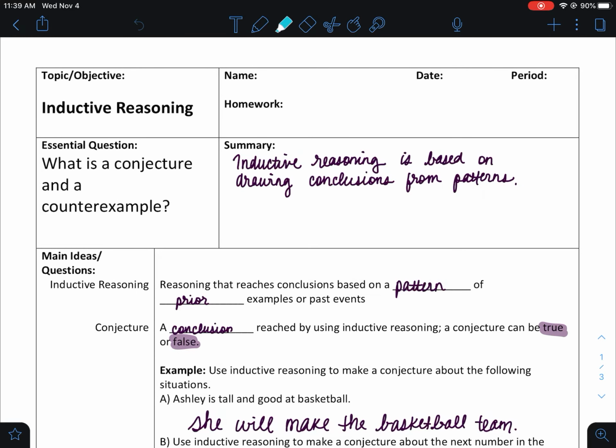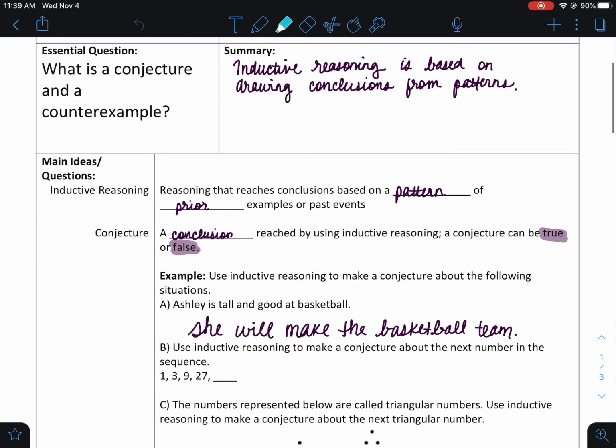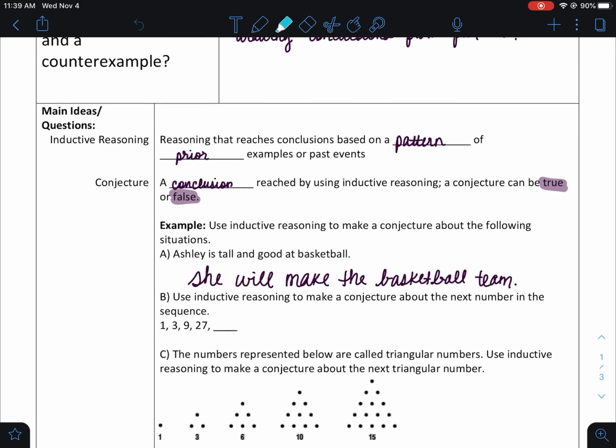All right, inductive reasoning. This is your introduction to the logic unit. So we're going to jump right on into it. Inductive reasoning is reasoning that reaches conclusions based on a pattern of prior examples. So we're going to be looking at a lot of patterns. A conjecture is a conclusion. That's pretty much what you need to remember. Conjecture is a conclusion, they're the same thing.